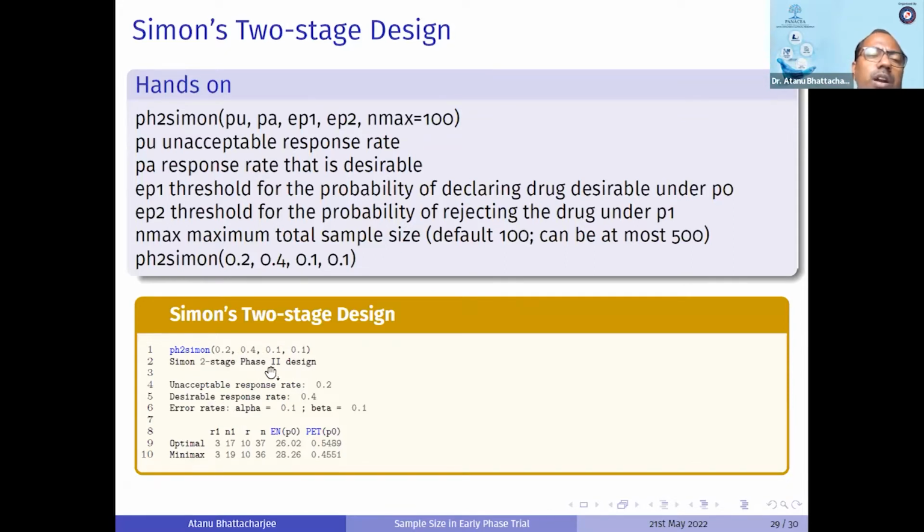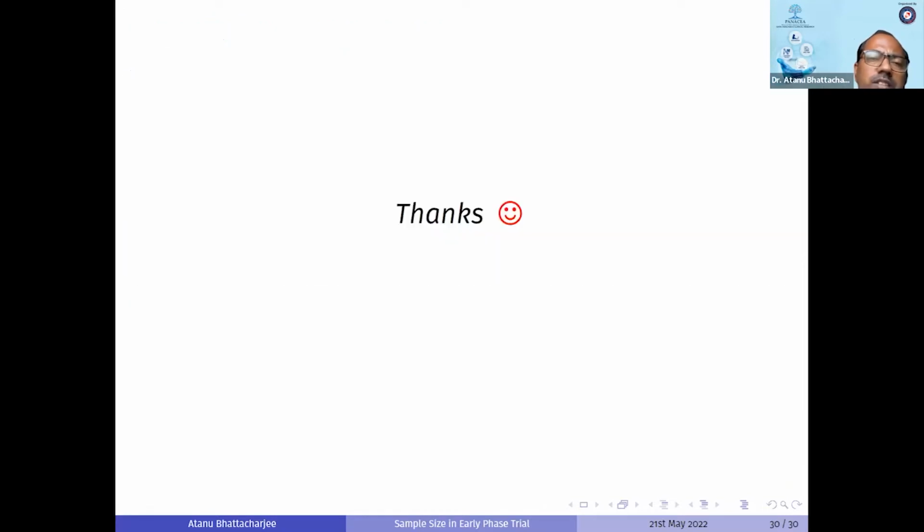So if you set the type 1 error alpha as 0.1 and type 2 error beta as 0.1, you are going to get the optimum value and minimax value, and it lands you with a sample size of 37 or 36. Since phase 2 trials have a small sample size compared to phase 3 studies, it lands at 37 or 36 patients. So mostly these are the sample size calculation formulas for phase 1 and phase 2.